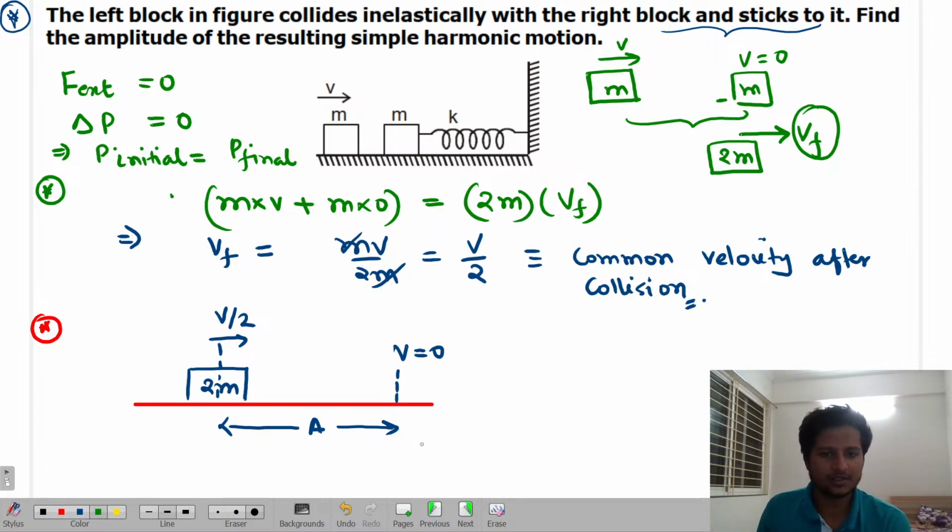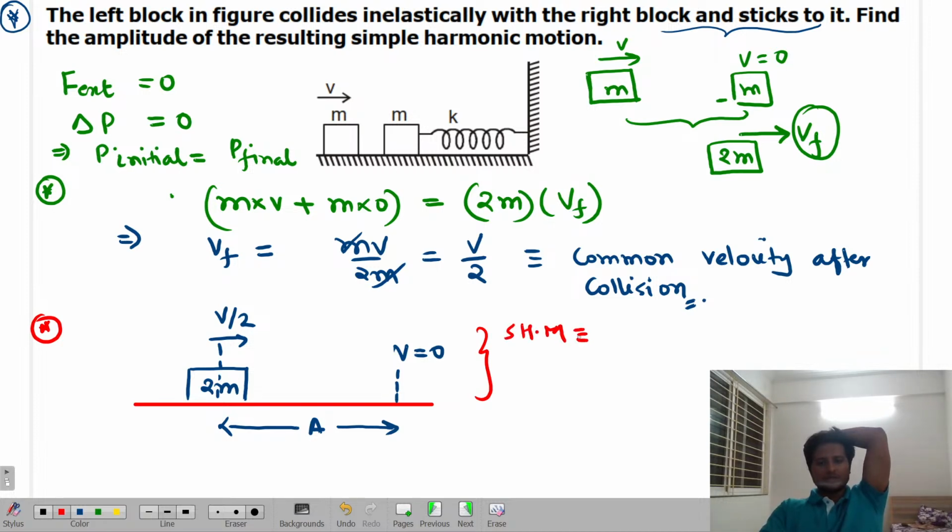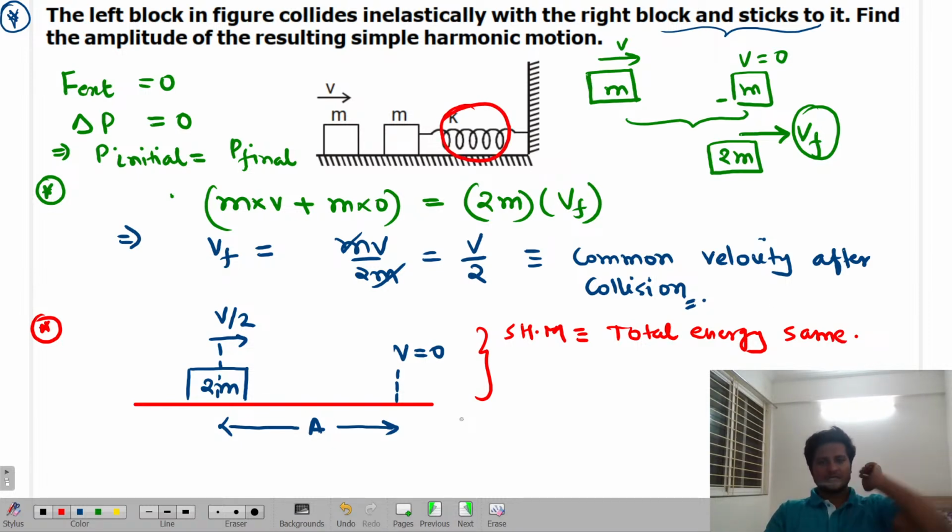Now tell me one thing. Understand this carefully: if any kind of object is doing SHM, then we know that its total energy is always the same, isn't it? Why am I writing total energy to be the same? Because there is nothing told about the spring, how this spring is working or something like that. Or you can even write the total spring equation.